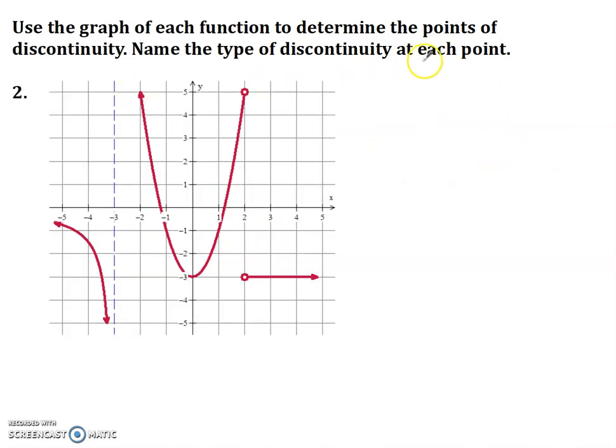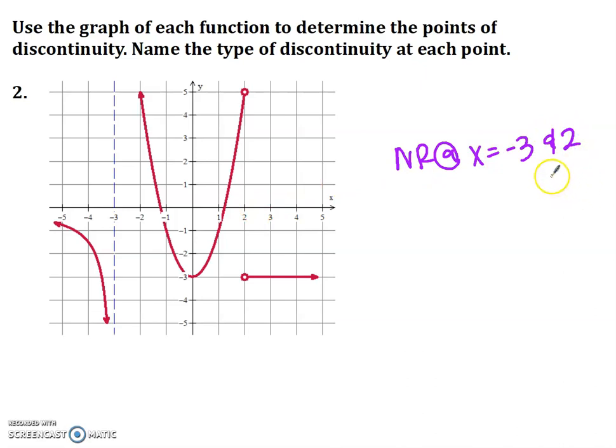Now for our next graph, here we have an asymptote. An asymptote is always non-removable discontinuity. So this graph is going to be non-removable at x equals 3, which is the value of the asymptote. Then if I look here, I've got a jump right here. A jump is also non-removable. So this is also going to be non-removable at x equals 2.